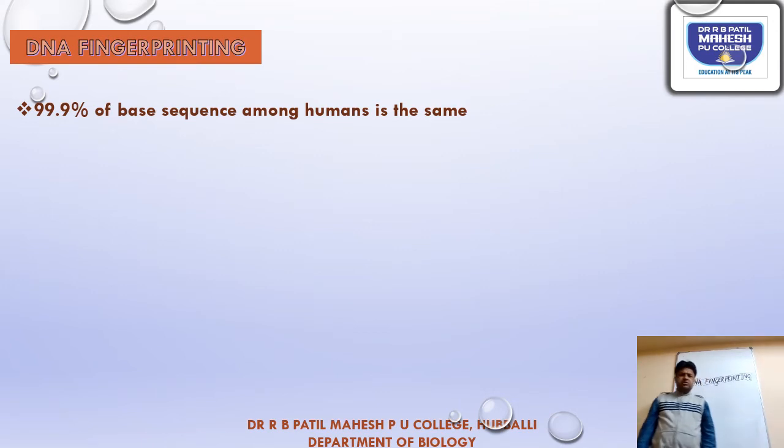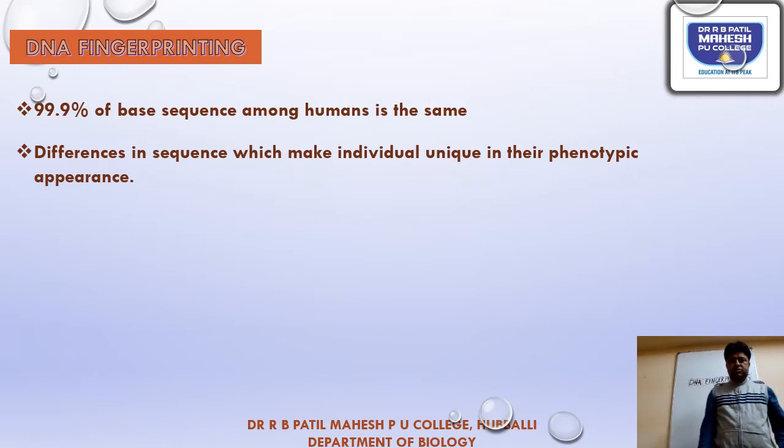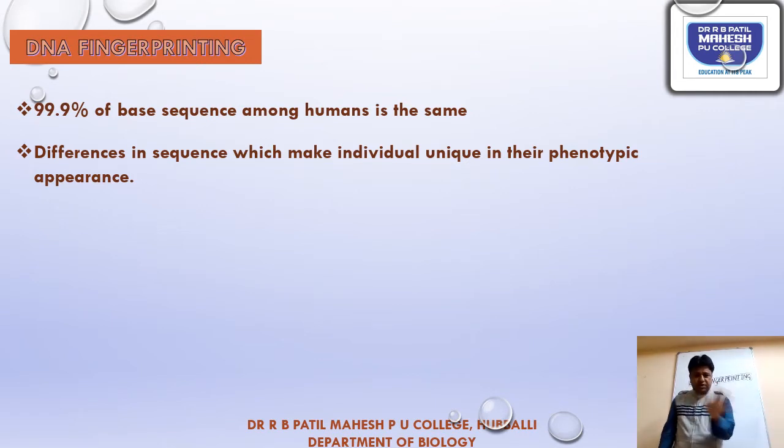Then the question arises: what are the differences in the sequences which make an individual unique in their phenotypic appearance? So 99.9% of the base sequence is the same in all human beings, and only 0.1% of base sequences make the individual unique in their phenotypic appearance.